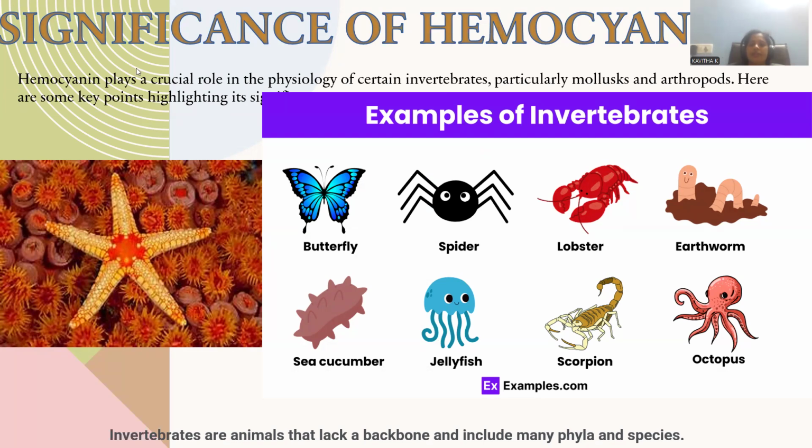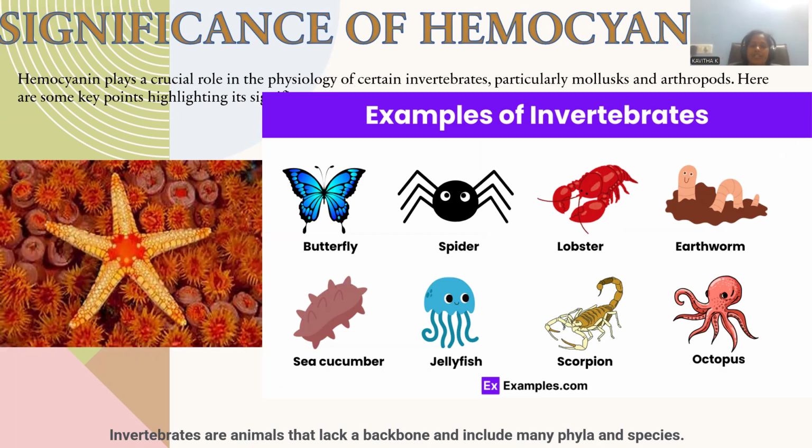Invertebrates have hemocyanin as the coloring pigment. Here is the starfish. You can observe butterfly, spider, lobster, earthworm. Sea cucumber resembles the cucumber, and that's the reason why it is called a sea cucumber. Jellyfish will be there, and scorpion, octopus. All these are categorized as invertebrate species, and these species show blue coloration whenever this hemocyanin is oxygenated, with copper responsible for the blue color, right?